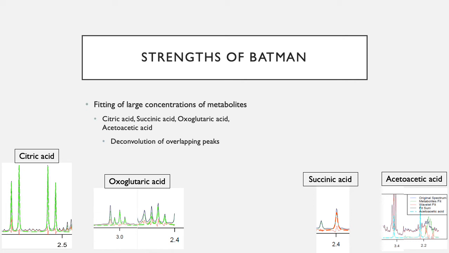As opposed to manual integration, it is fairly easy for Batman to deconvolve overlapping peaks, such as in the case of the acetoacetic acid singlet that is convoluted with the triplet in the spectrum shown. Batman, in this way, can take partials of peaks and analyze them based on what is given as the reference data for that specific peak.